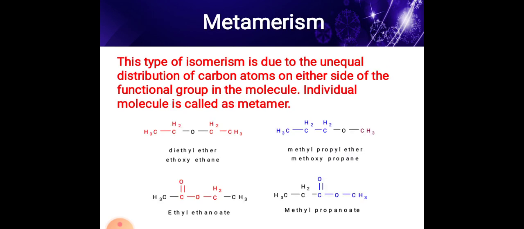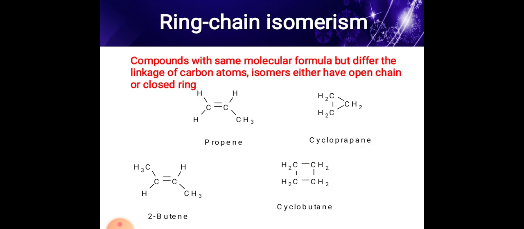Then metamerism means the type of isomerism due to unequal distribution of carbon atoms on either side of the functional group in the molecule. It's called metamerism. Diethyl ether and methyl propyl ether have unequal distribution of carbon atoms on either side of the functional group in the molecule. This is called metamerism, and the molecules are called metamers of each other.